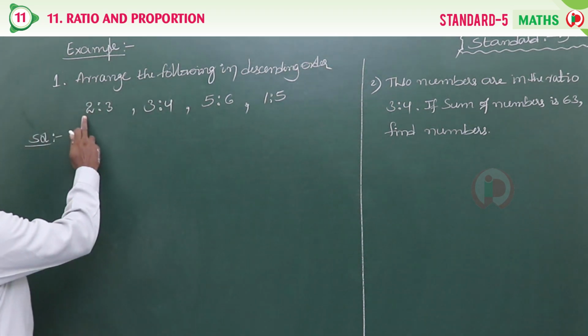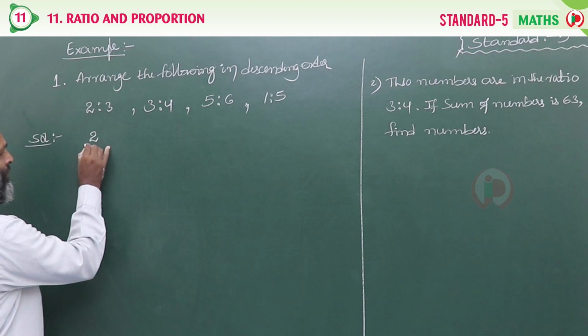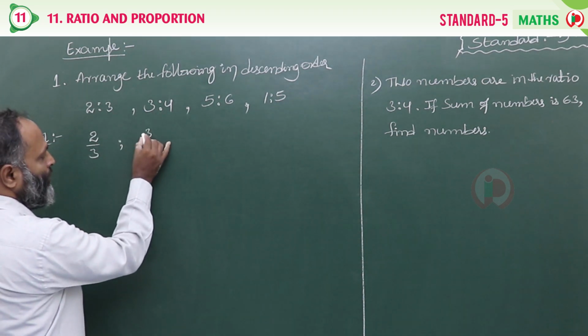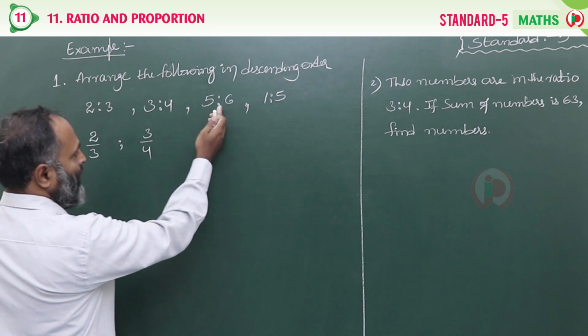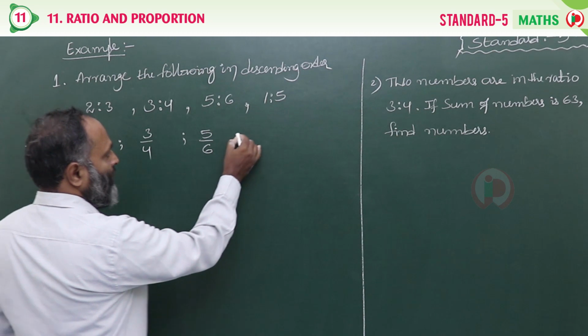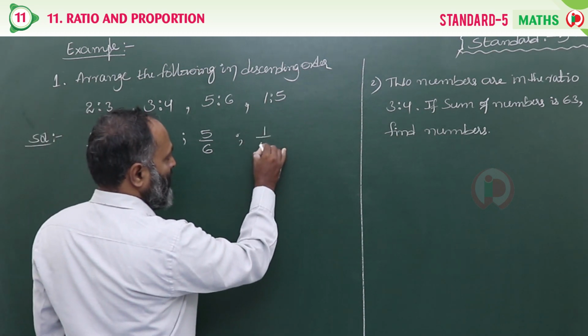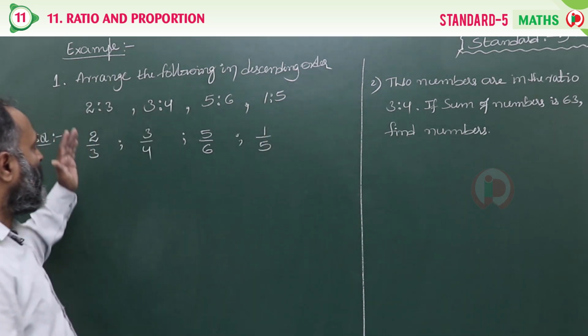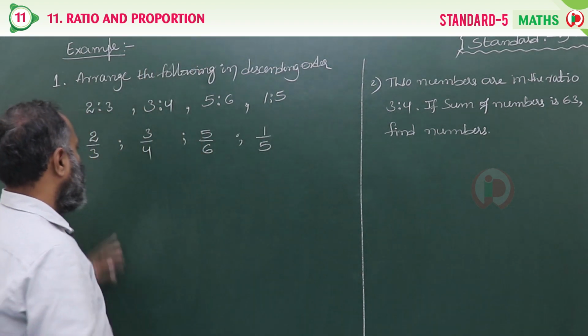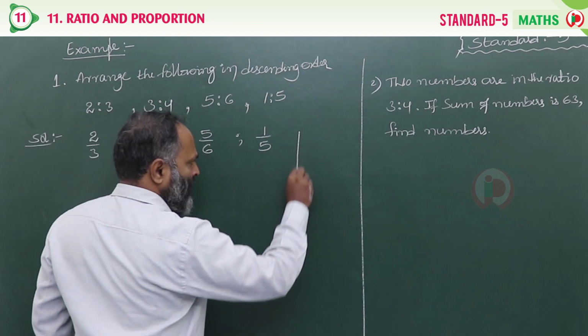2 is to 3, that is 2 by 3. The next, 3 is to 4, that is 3 by 4. 5 is to 6, that is 5 by 6. Then 1 is to 5, that is 1 by 5. So these are the fractions. Whatever ratios are given, we convert into fractions. Then after that, take the LCM.